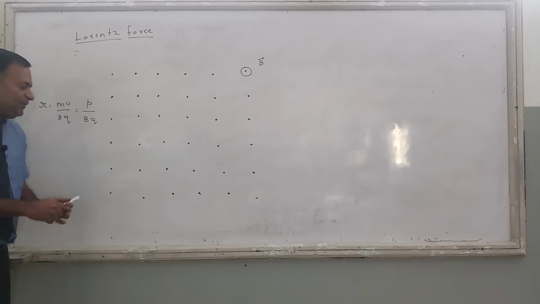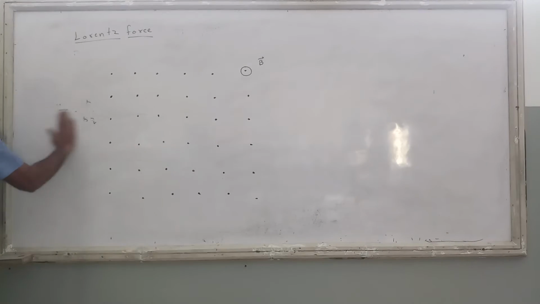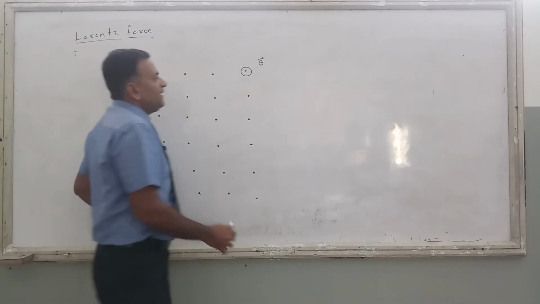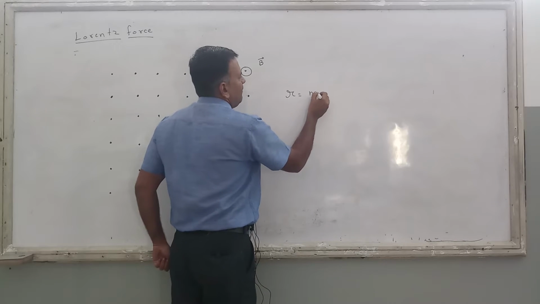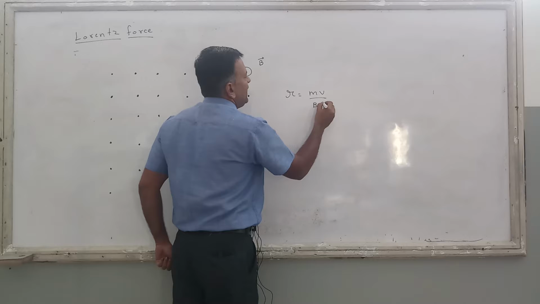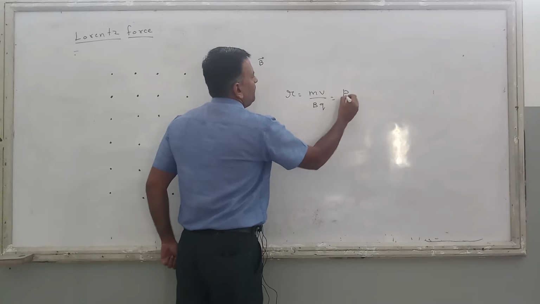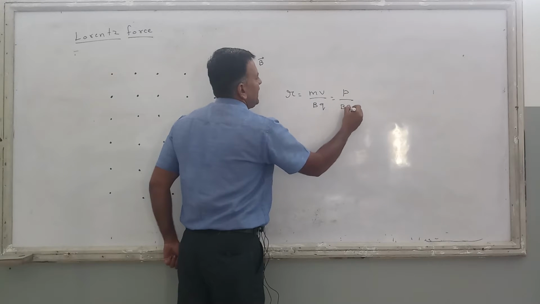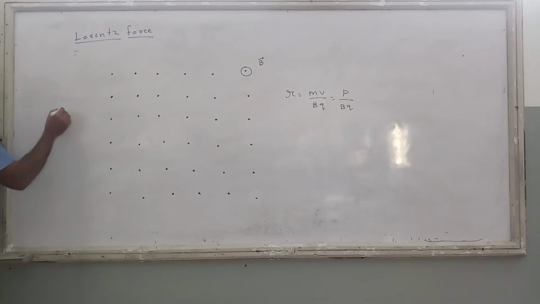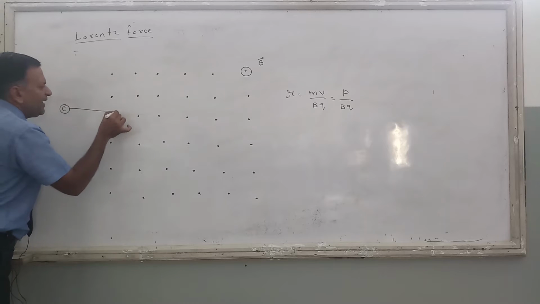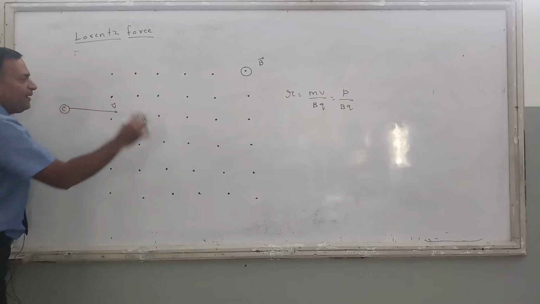Now see, the question given to me is about the radius. Let me rewrite it. Radius of gyration is mv by bq or P over BQ. Now I have one electron which is entering this magnetic field with velocity V.